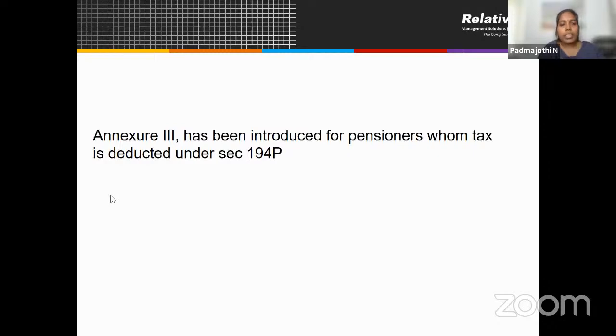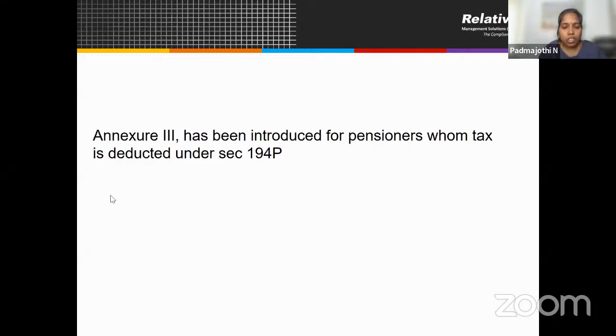Like how we calculate tax for an employee, for pensioners who are receiving a pension from the banks or whatever it is, the bank also has to collect some forms and the proofs, then calculate as per section 192. So for those categories of organization, they have to file it as annexure 3. This has been introduced newly for this financial year and from this quarter, and this is mostly applicable for the banks who are issuing the pension, and it's not applicable for all the organizations.